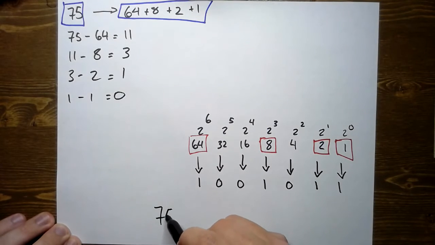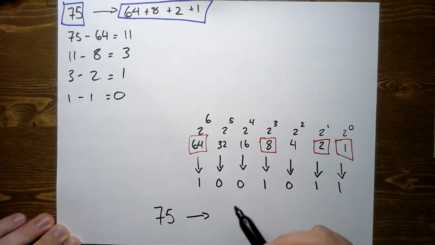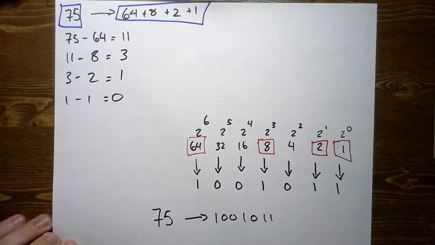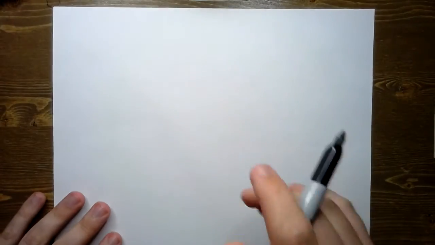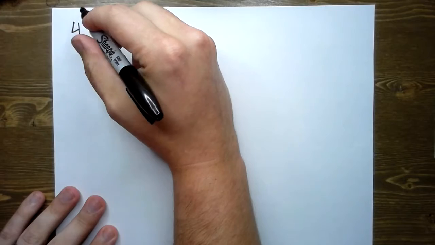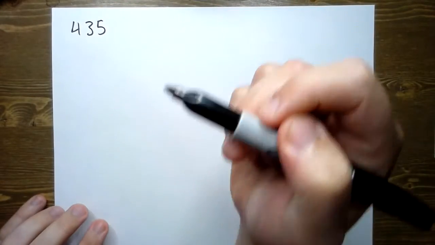So 75 in base 10, our decimal number system, is represented in our binary number system as 1, 0, 0, 1, 0, 1, 1. Okay? So now I want to try a harder one with you guys. I want you to do this one yourself. So let's try 435. I want you to pause the video here, try this one on your own, and then come back and we'll solve it together.